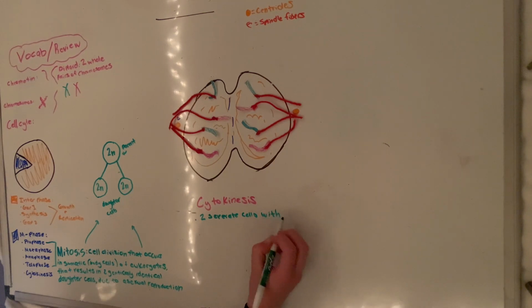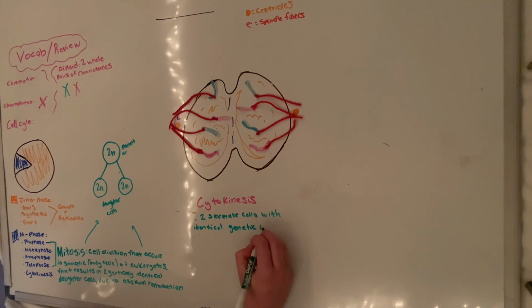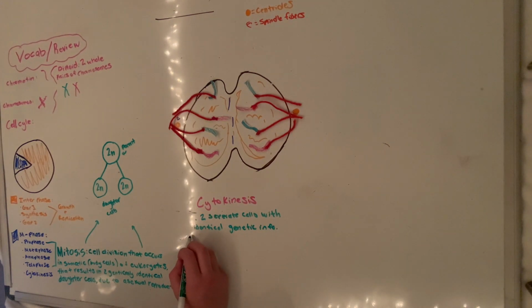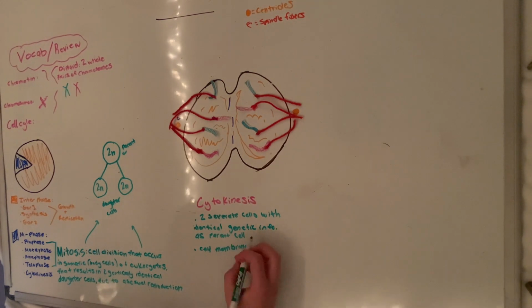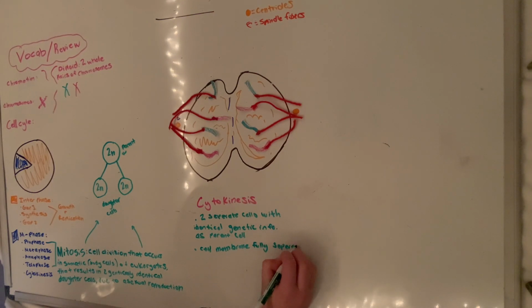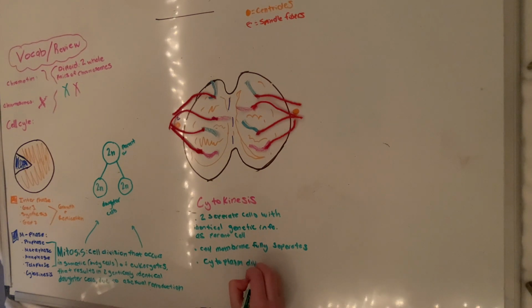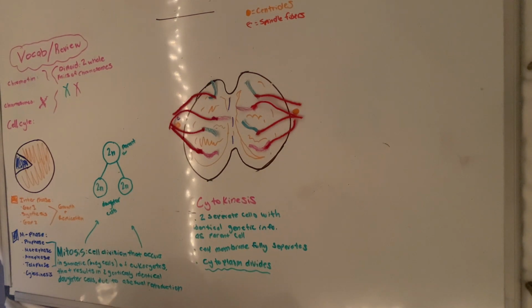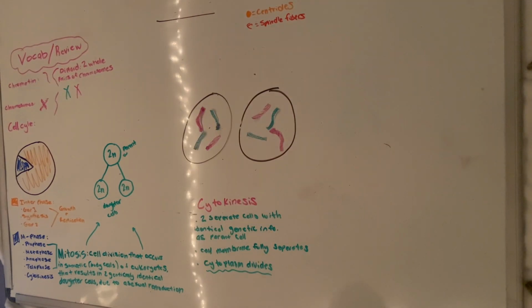So this is when the cell fully separates. So that cell membrane is being pulled apart, the cytoplasm is dividing, which leaves us with two separate cells that are fully functioning. They have identical genetic information as the parent cell, and it is all about the cell membrane fully separating, and here the cytoplasm dividing, which in the end it looks like this.